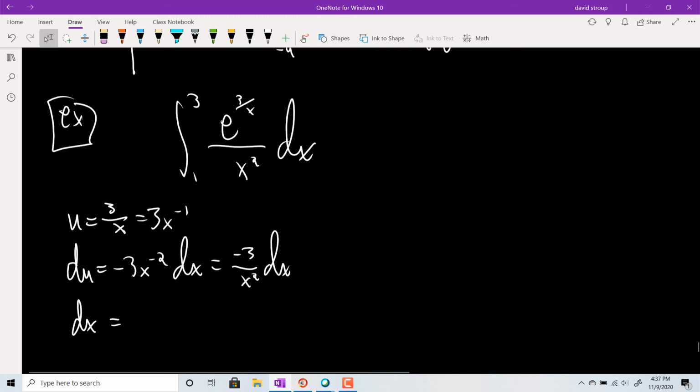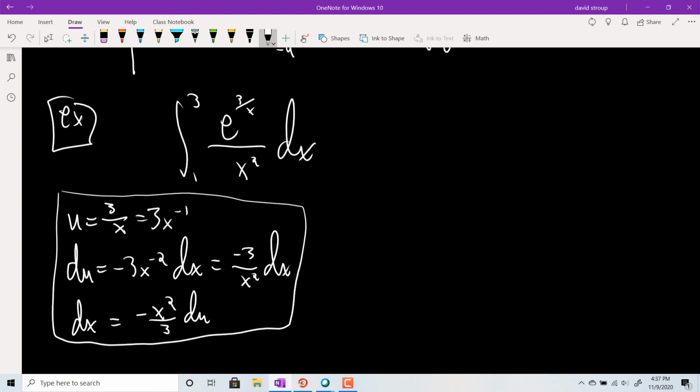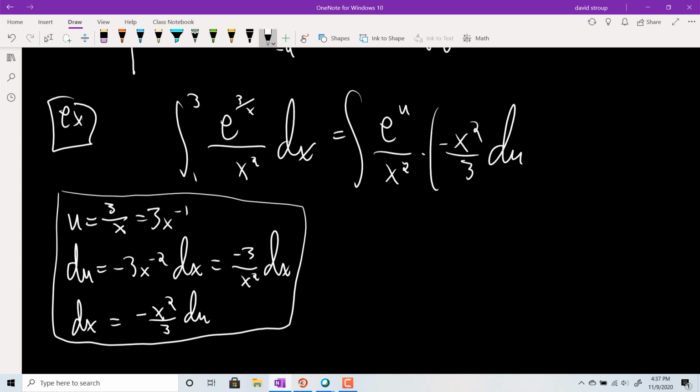That'll just be negative x squared over 3 du. And then we can do our substitutions and make sure everything works before we worry about the limits on the integral. So I have e to the u all over x squared times negative x squared over 3 du. So it looks like everything's canceling nicely. We can factor out a negative 1/3, and we're just left with e to the u du.